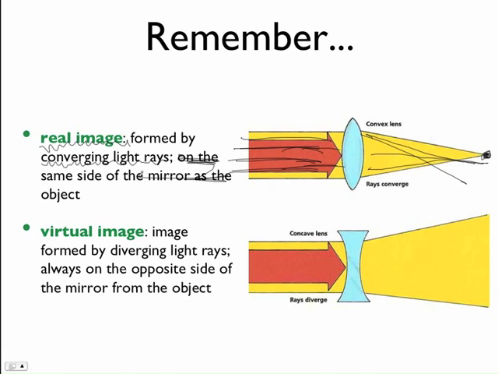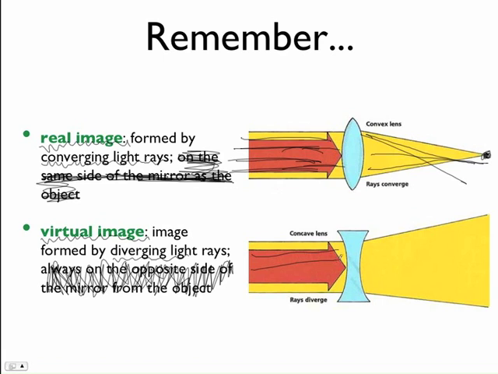And this is not true. They're not always on the same side. Okay, so they're converging light rays. Now, a virtual image is an image formed by diverging light rays, and it's not always on the opposite side. I was trying to make it easy, but it's not true. So don't write that part. Okay, so here we have all of our light rays. They're going through, and then they're diverging. Okay, a virtual image, diverging, real image, converging.